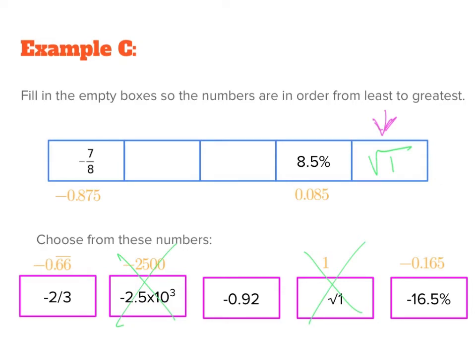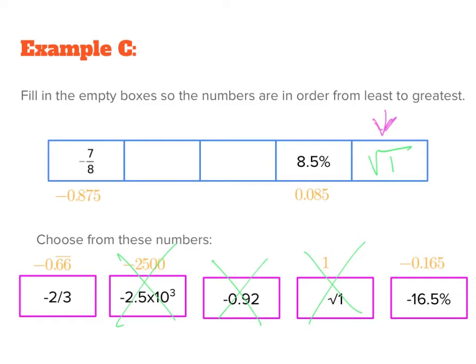Negative 0.92, does it fit between? Is negative 0.92 smaller or bigger than negative 0.875? It has less value than negative 0.875, so it does not fit between. So I'm going to draw an X there. So that one is not a correct answer either. So that leaves me with just two answers.